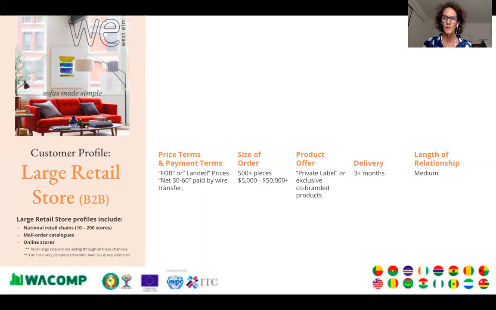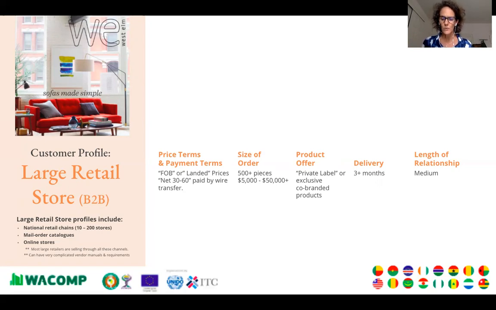In terms of your product or offer, they do not want to purchase your brand. They generally want to do a private label or a co-branded product with you. Delivery time from the time they place the order to the time you ship is longer. It can be 3 months or more. In terms of the length of the relationship, it's generally medium to long. It takes a while to develop a relationship with large retail stores, but once you have that relationship, it's more likely to extend for several orders.